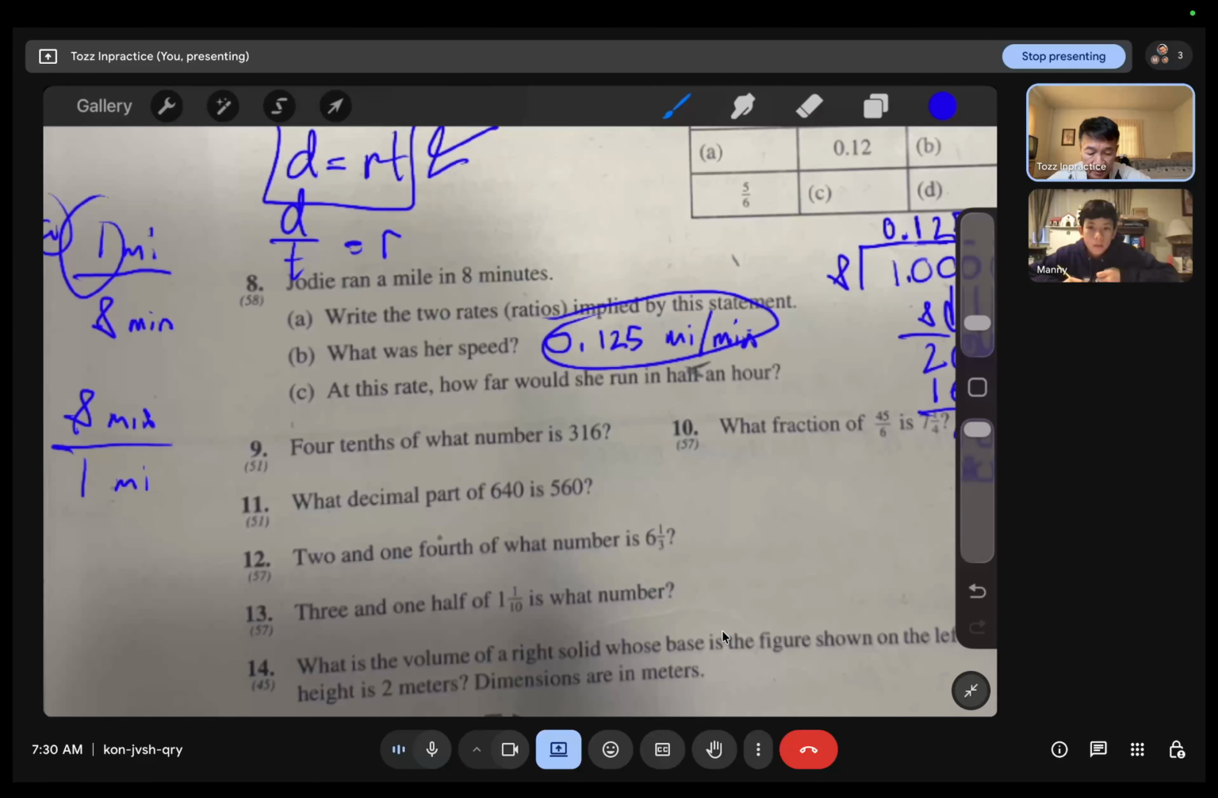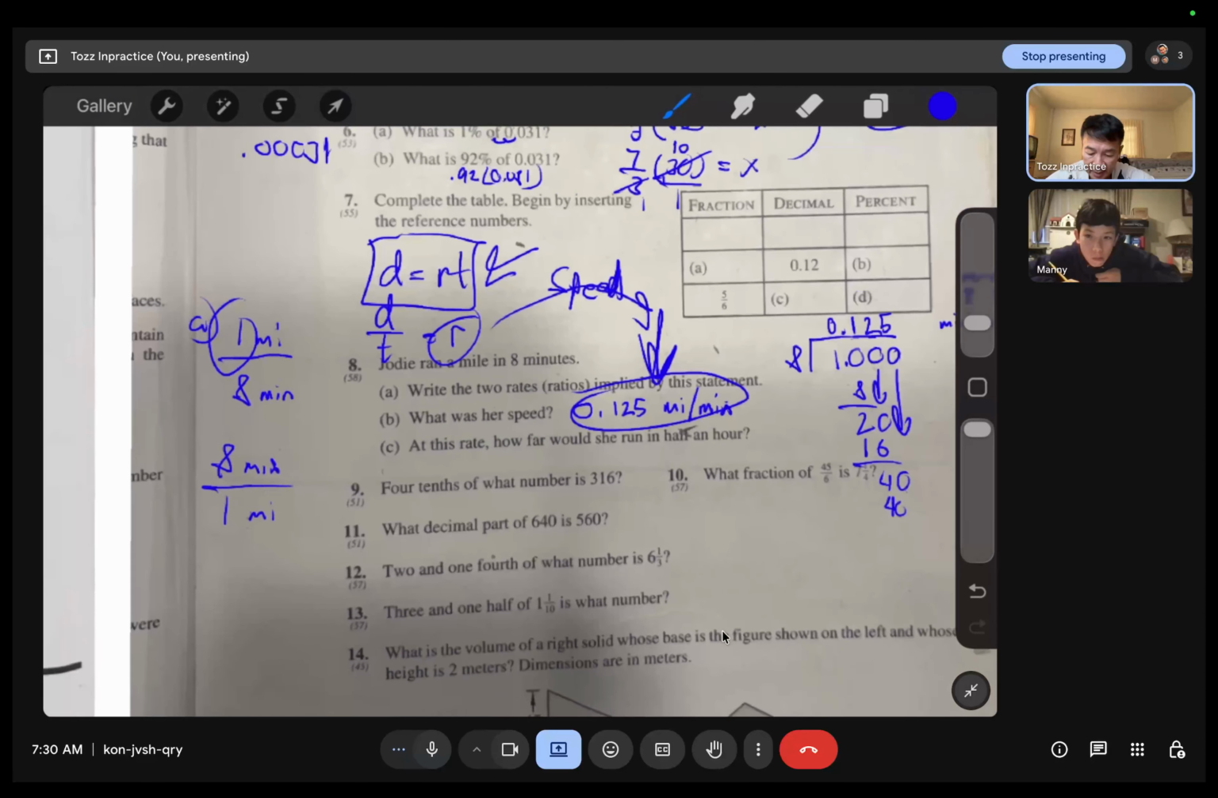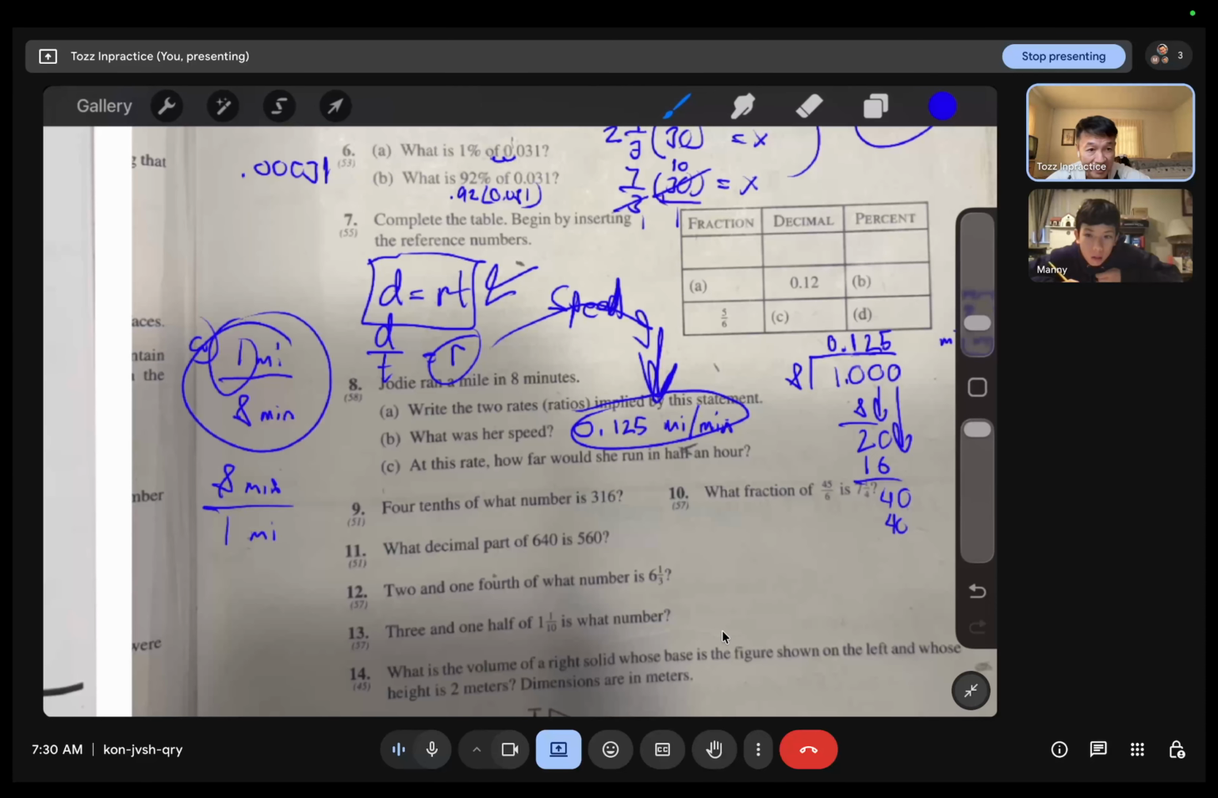Okay, at this rate, so here it is. You're going to use this rate. This is your speed. R, rate, speed. So here we go. There it is. At this speed or at this rate, how far would she run in half an hour? What do you do? What do you think? You could technically go back to this if you want. You don't have to use the 1/8 if you don't want to.